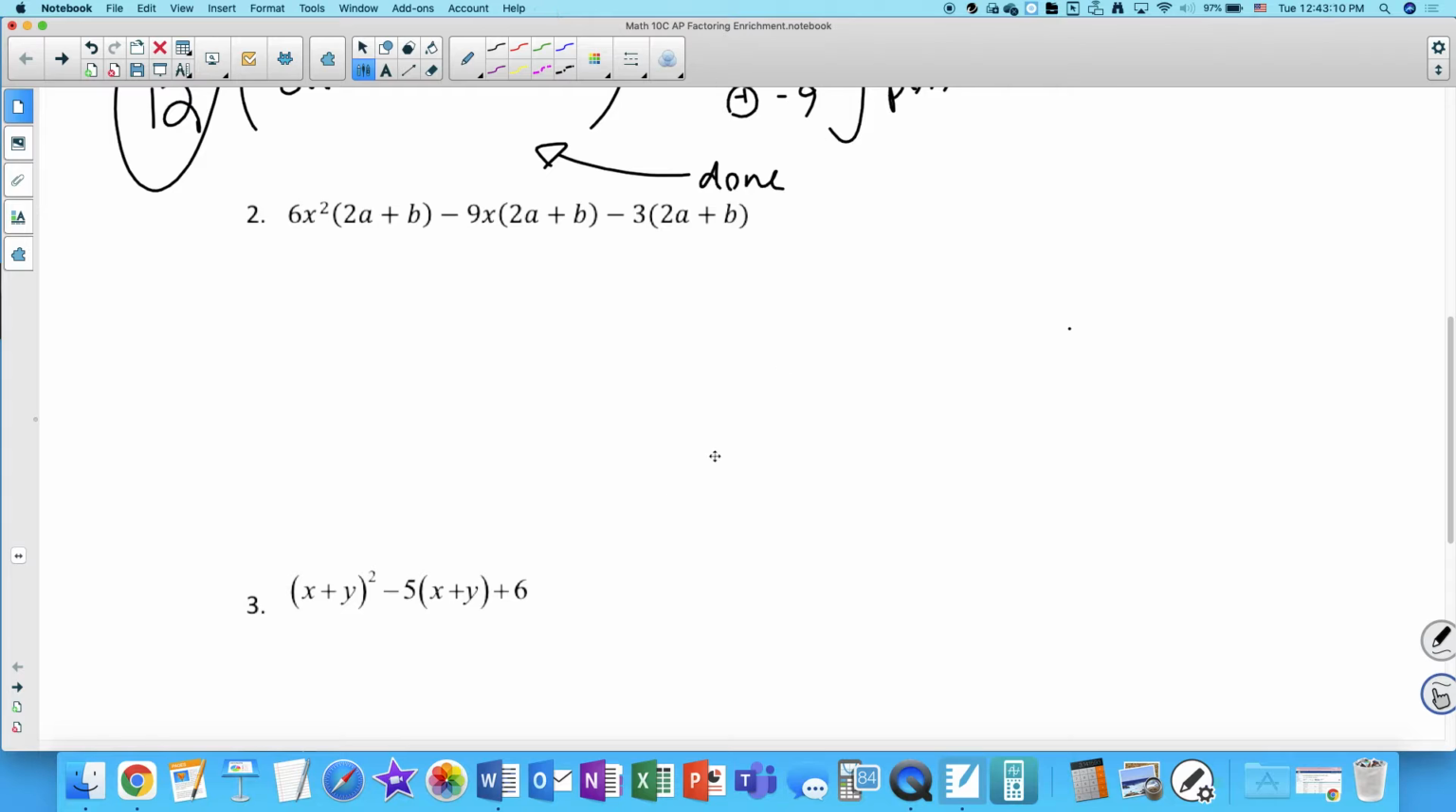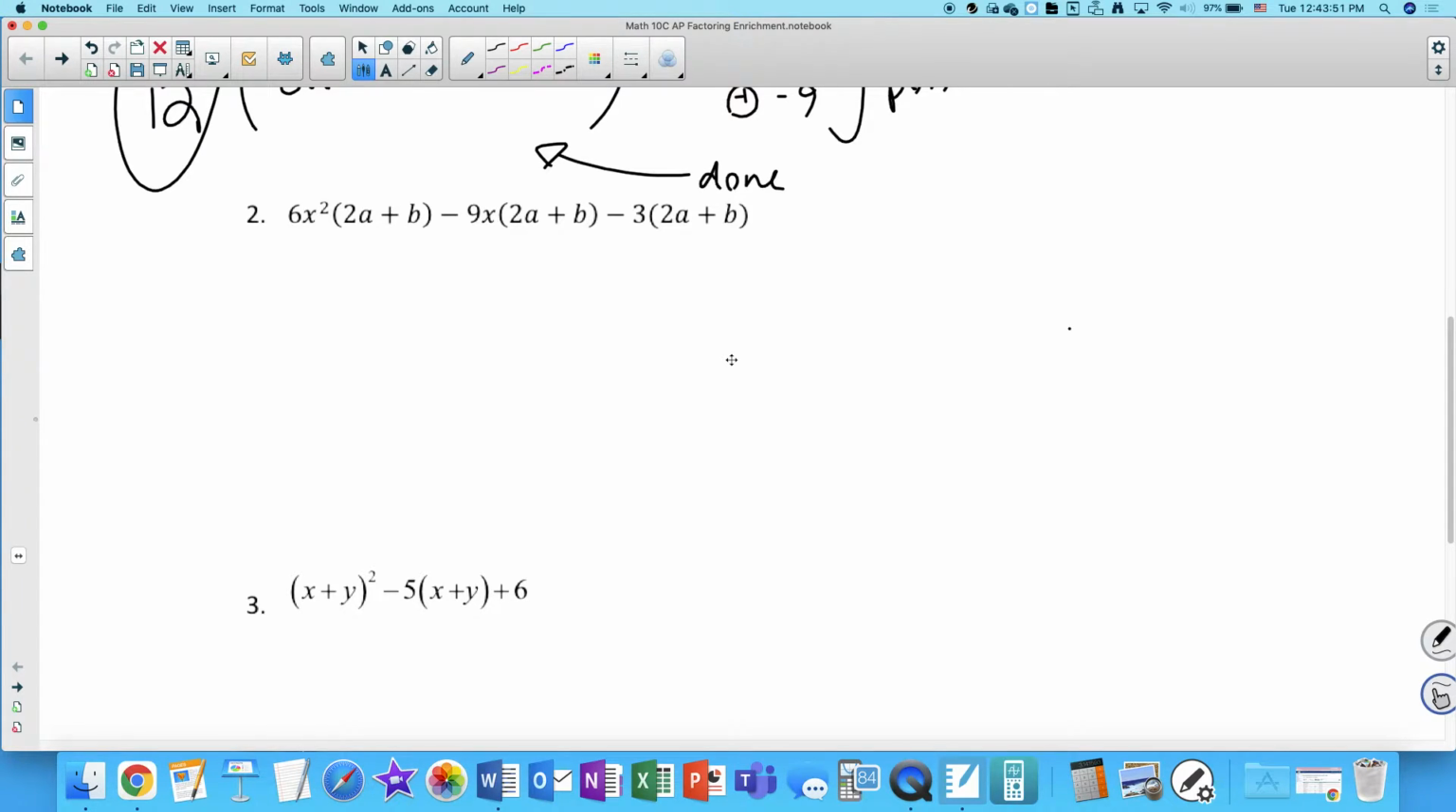All right, so I've got 6x squared times 2a plus b minus 9x times 2a plus b minus 3 times 2a plus b. Okay? Yes? If you do that thing where you take the front number and put them in a bracket by itself. Well, what do you notice about each of these terms? There's like 3 terms in this polynomial. Does that end up doing the same thing as we just did, where it's like a squared plus b squared plus a constant? Because the variable x does that as that? We will see in a minute.